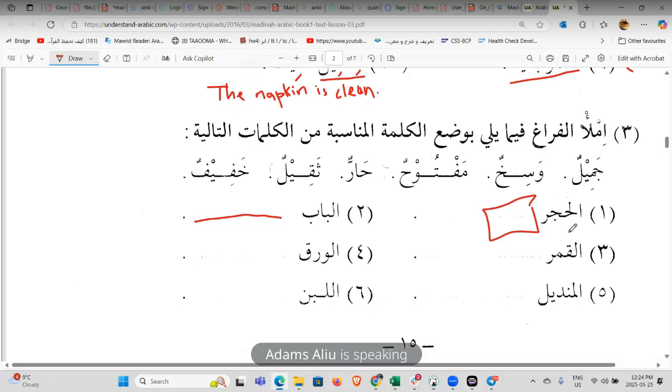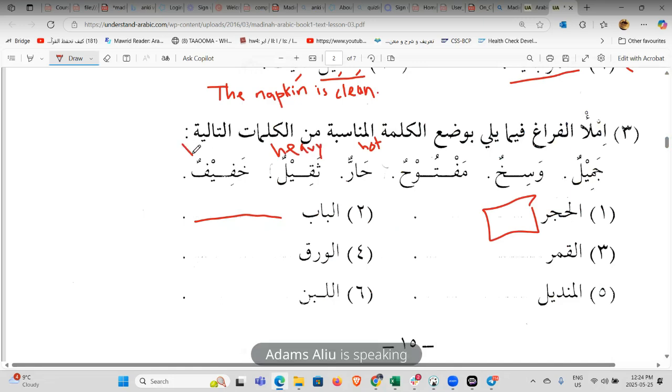Let me see if I can help. A rock. So al-hajar, the rock. Let me just remind you the meaning of all the words. Jamilun means beautiful. Wasikhun, dirty. Maftuhun, open. Harun, hot. Okay, let me annotate them. Thaqilun, heavy. Khafifun, light.